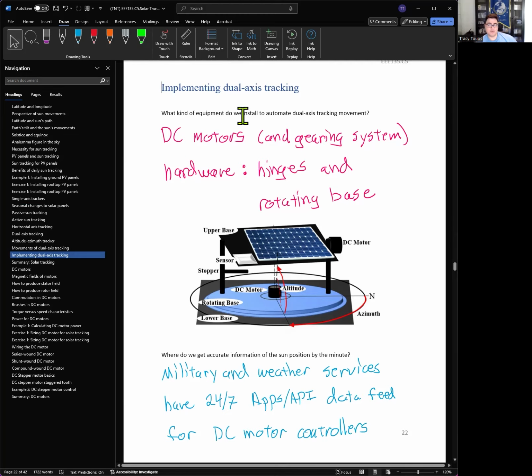Okay. So what kind of equipment do we install to accommodate dual axis tracking? We use DC motors and some gearing systems for higher torque. Hardware typically rotates based on some hinges and some support structure. Okay.